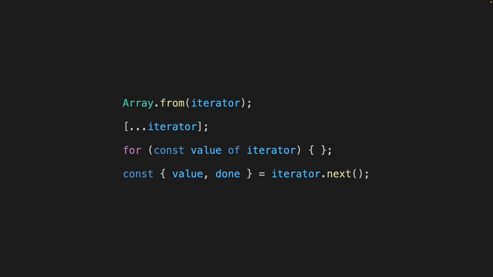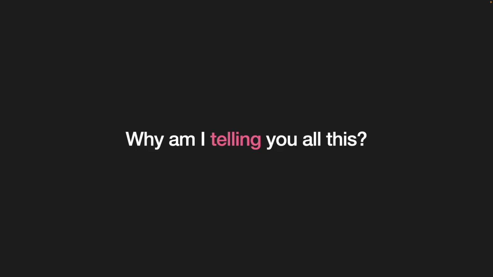So if you don't want to pull out everything at once, you can decide on your own in your code when you pull out the next value and just call the next function on it. But why am I telling you all about iterators? Well, and that's where we come to the main part of my talk.